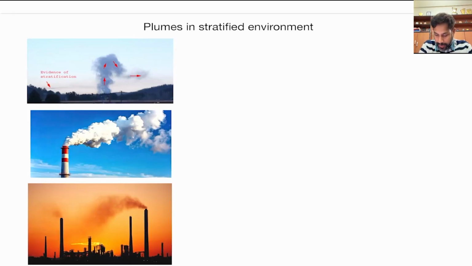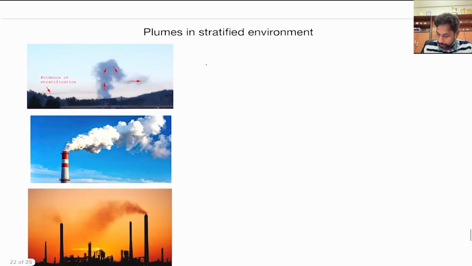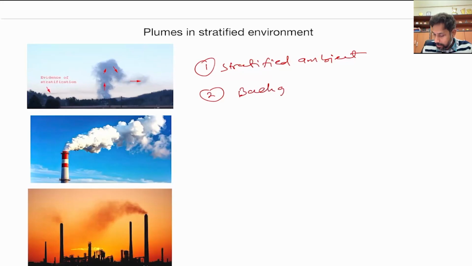This is happening probably because of two reasons. One is the stratified ambient, or the background air velocity. If there is an air velocity in the atmosphere, then that will obviously try to drag this plume in the horizontal direction, in the transverse direction.